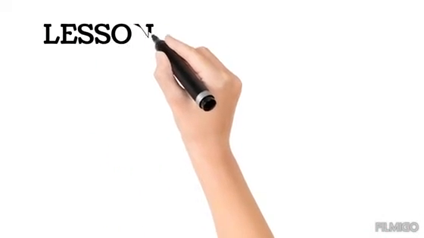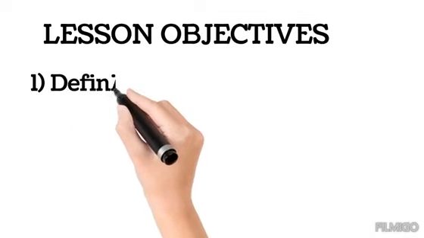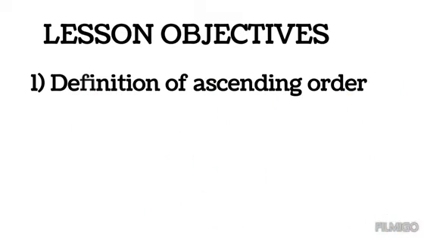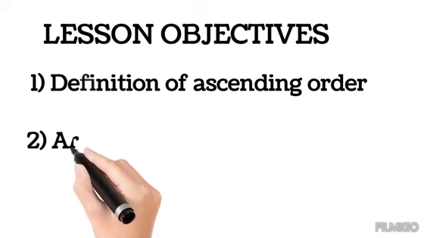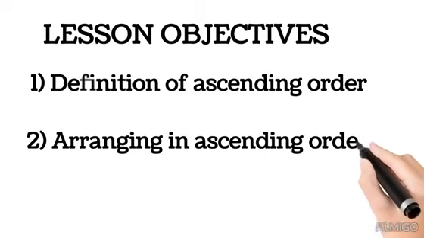Now let's start with our lesson objectives. What are the things you're going to learn in this video? Number 1, definition of ascending order. Number 2, arranging in ascending order.